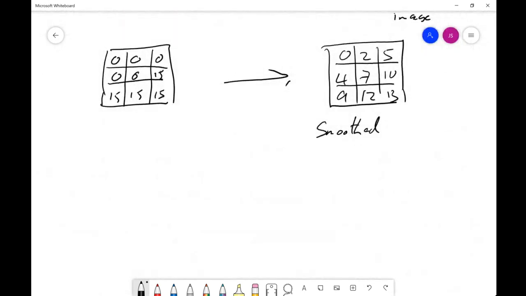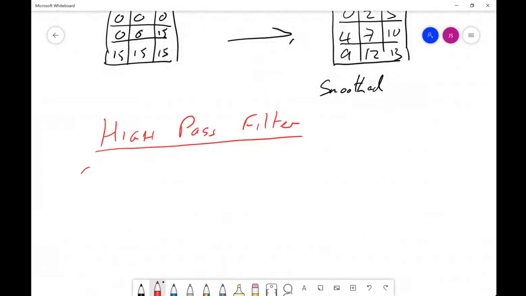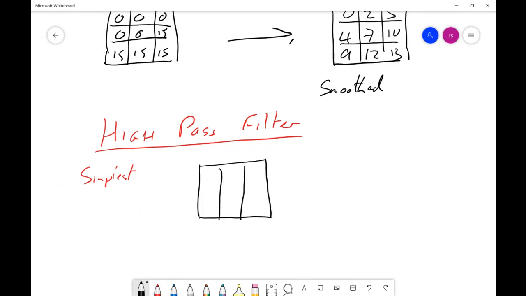I can just about start the next filter. If there's a low pass filter, guess what? There's a high pass filter. There's a number of them, but the simplest is a window operator. Same type of operation, but the coefficients are different.